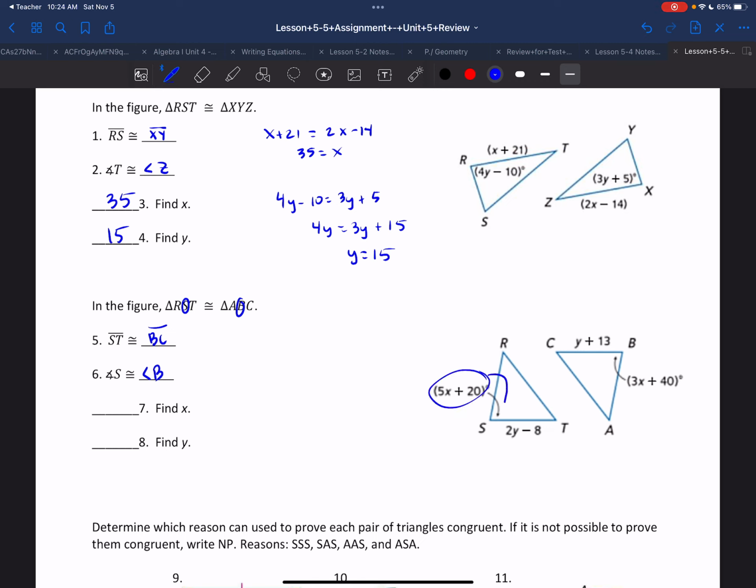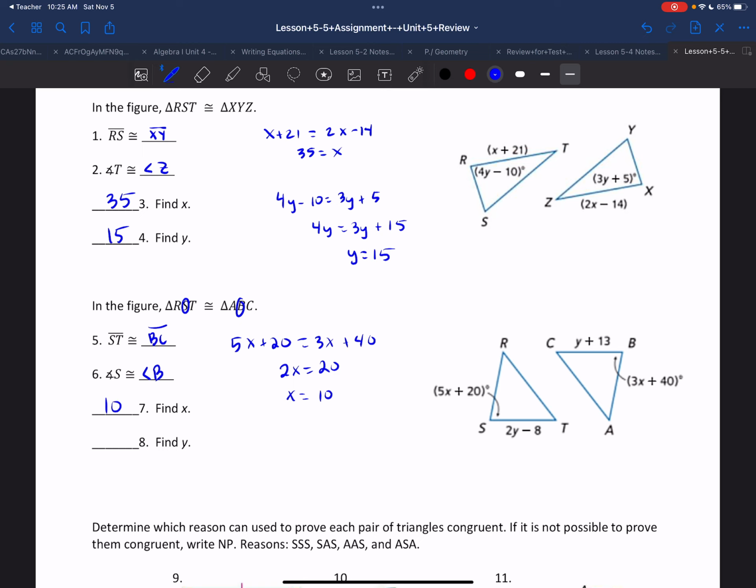Here's X. It's part of this angle, angle S. Angle S is in the second position, and angle B is right here. So let's set them equal to each other. 5X plus 20 is equal to 3X plus 40. If I subtract the 3X on both sides and the 20 on both sides, I'm left with 2X equals 20. Then I divide both sides by 2, so X is equal to 10.